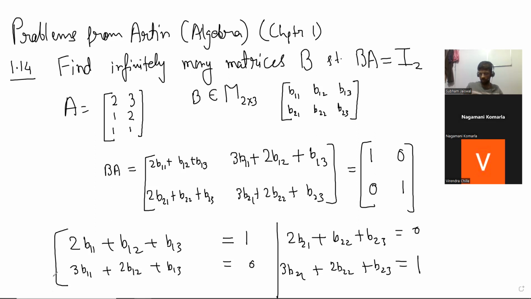You can try to see that intuitively at least to begin with. And so we know that there are infinitely many solutions, right? So Virendra, is this fine so far, or do you have any alternative?